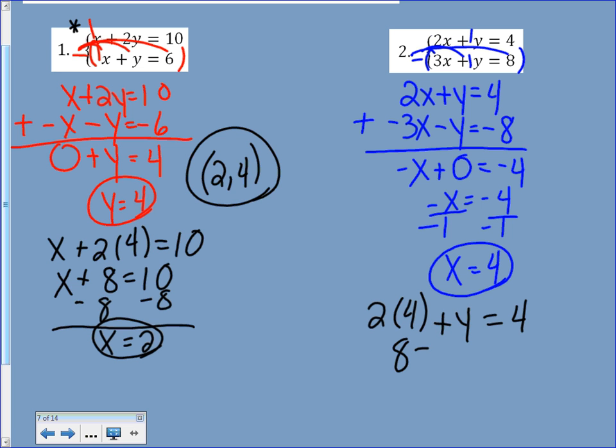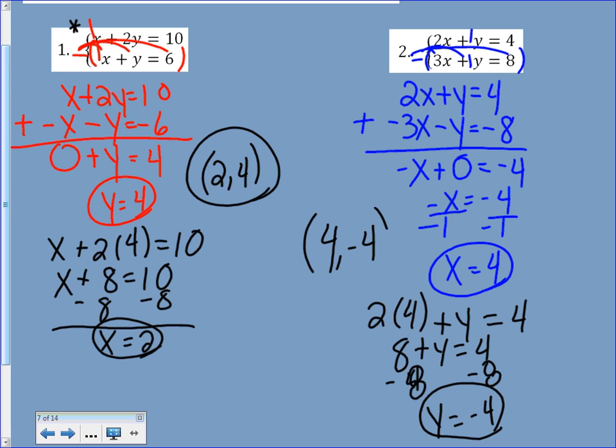So then I get 8 plus y is equal to 4. I'm going to subtract 8 from both sides. And then I get y is equal to a negative 4. After that, I can write out my coordinate points. So I have positive 4 and a negative 4.